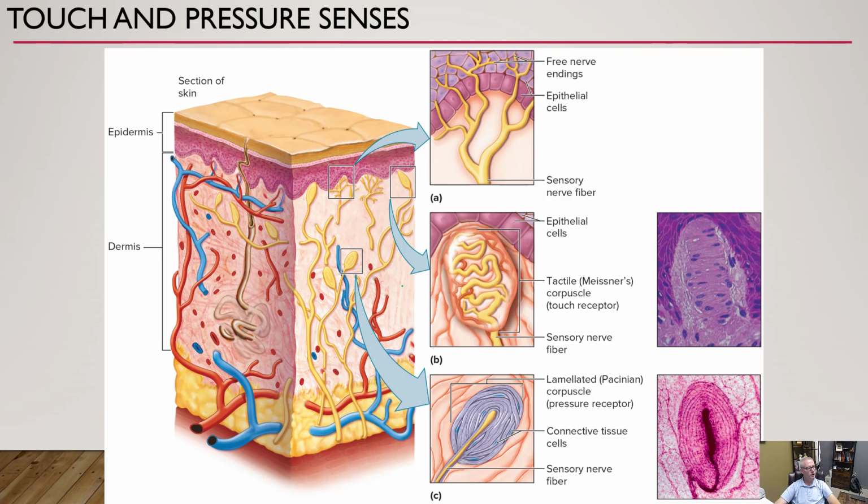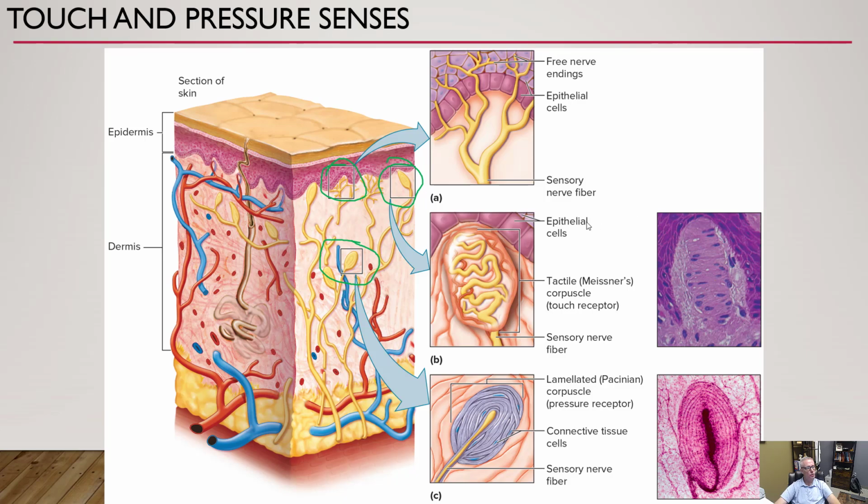If you remember, we looked at kind of this slide a little bit in our chapter 5 or something. In our dermal layer, there's going to be our lamellated Pacinian corpuscles. There's going to be our tactile corpuscles. We have free nerve endings. Those are all exteroreceptors.